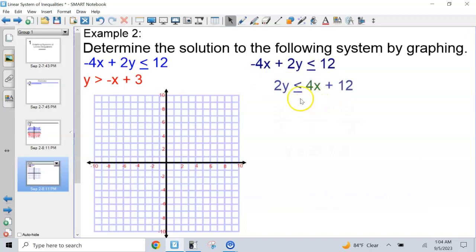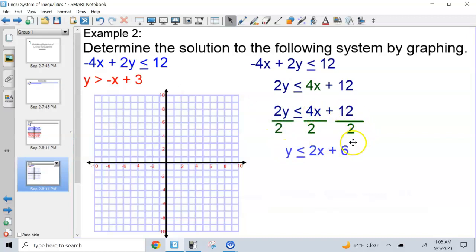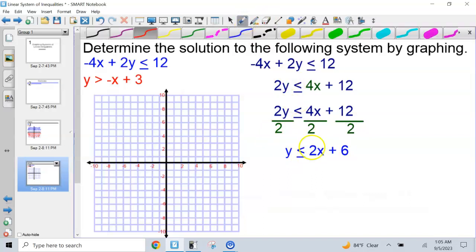I put it in green. Then we move this 2 by dividing everything by 2. Make sure you reduce. 2 by 2 is positive 1. 4x by 2 is 2x. 12 by 2 is 6. And I do not flip the sign. Now if I divided everything by negative 2, this sign right here would have flipped. Alright, so this is solid. Slope intercept, start at 6, slope of 2.